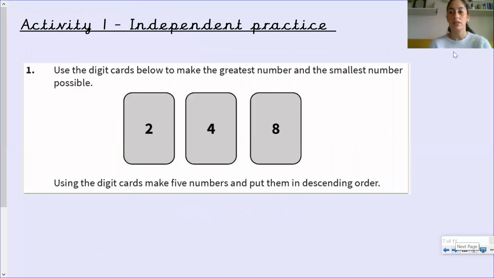Okay, this is your first independent activity. So pause the video. This is the activity that I need to see on Tapestry. On your piece of paper, please label clearly that this is activity 1. And then complete activity 1 by yourself and play the video when you're ready to move on with the lesson.